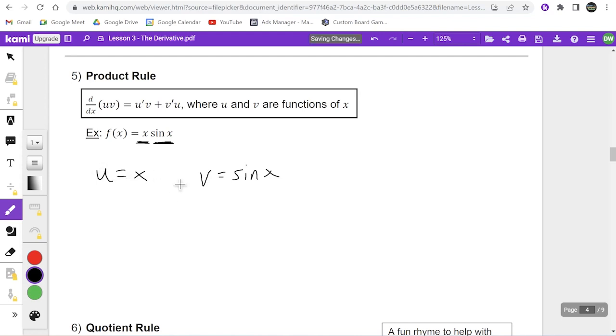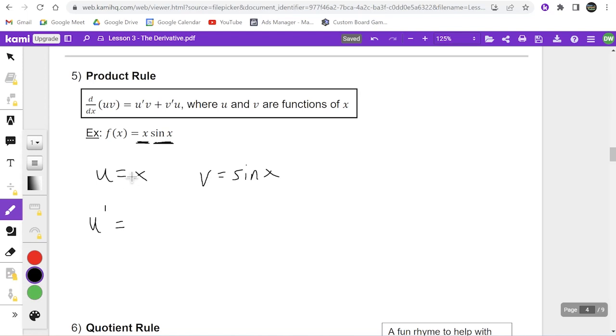Notice I'm calling one u and the other v, and now I need to find u prime and v prime so I can plug it into this nice little formula right here. U prime times v plus v prime times u. So first let's find u prime of x. In other words, what's the derivative of x?